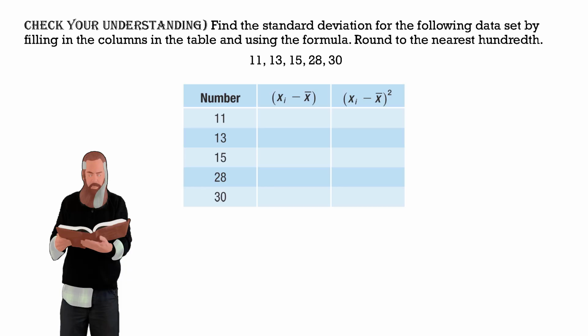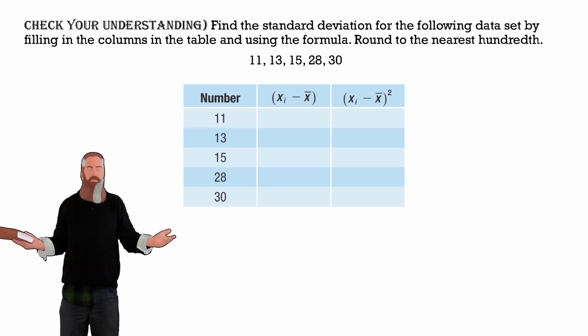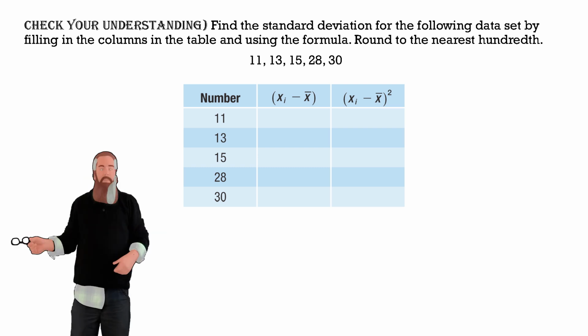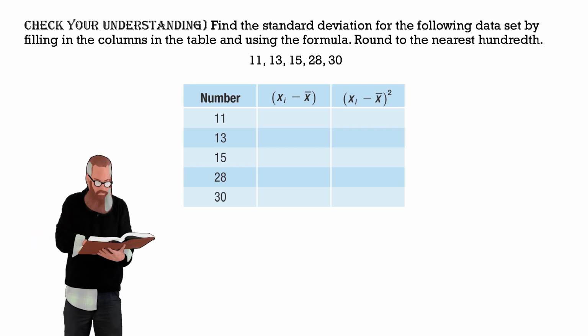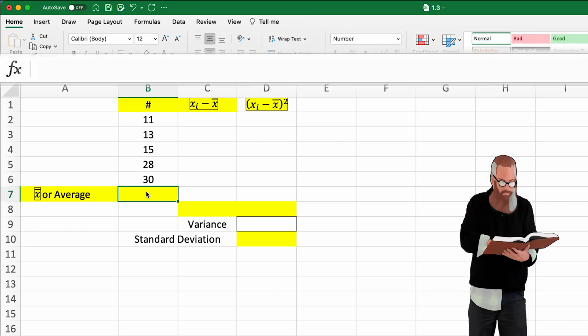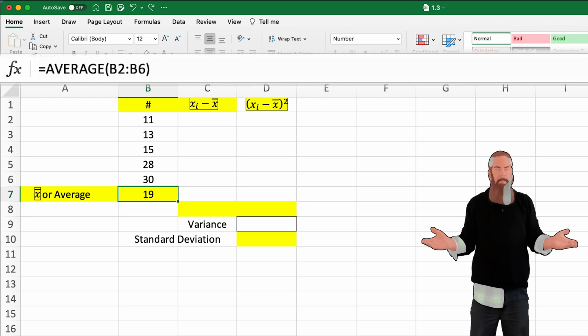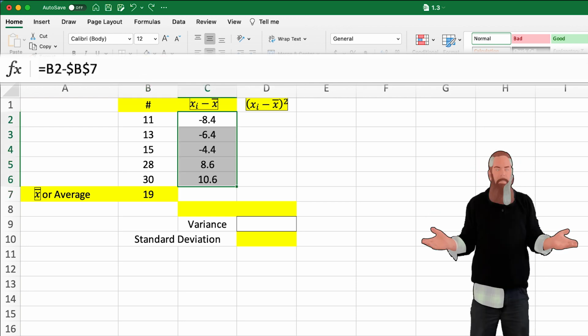Now let's check your understanding and find the standard deviation for the following data set by filling in the columns in the table using the formula and round to the nearest hundredth. The table is built and all of the data points are put in. In the B7, we put equal average, open parenthesis, B2 colon B6, close parenthesis, and hit enter for X bar to be 19. Now to find X sub i minus X bar.